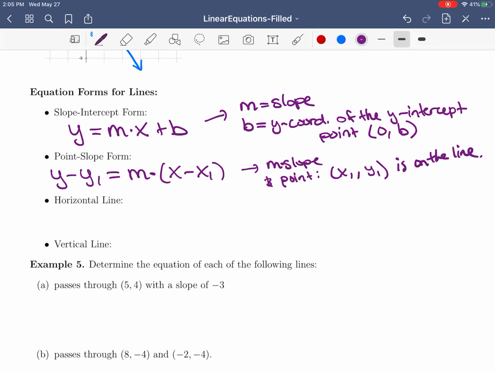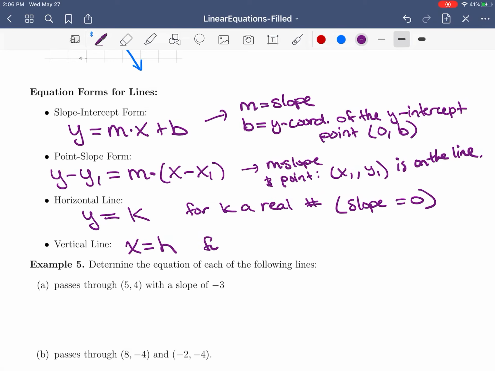For a horizontal line, they always look like y equals some number k, for k a real number. And they're going to have slope equal to 0. For a vertical line, you're going to have x equals some number, I'm going to call it h, for h a real number. And here, the slope for vertical lines is undefined. So those are the main types that we're going to use.